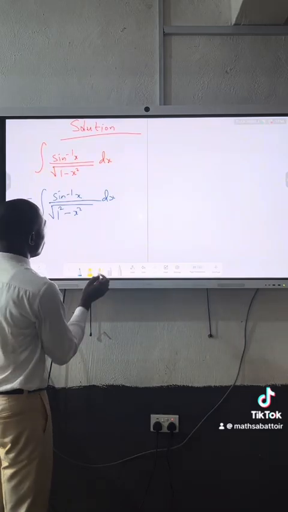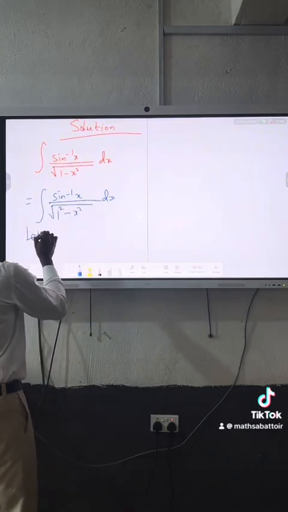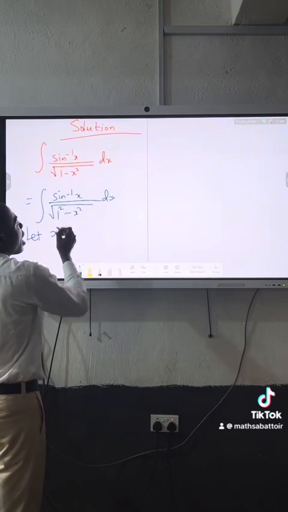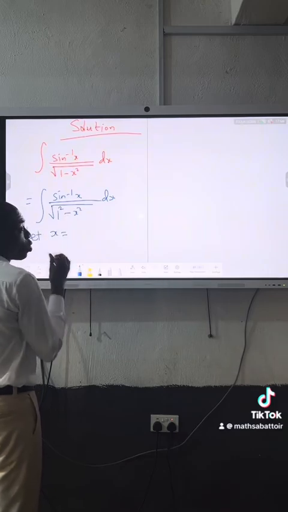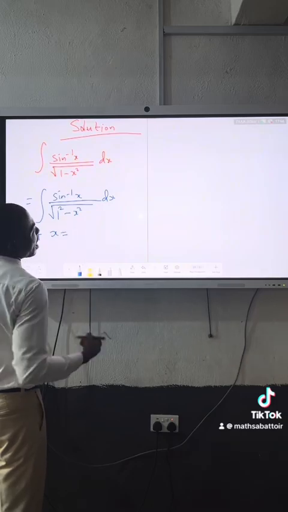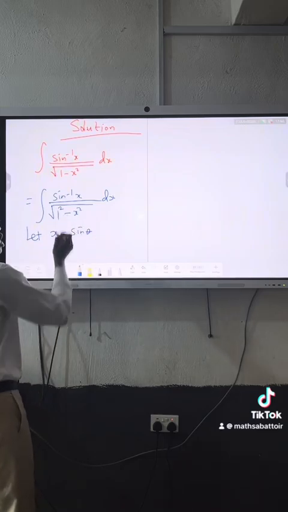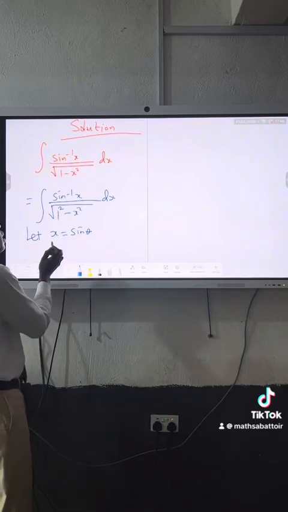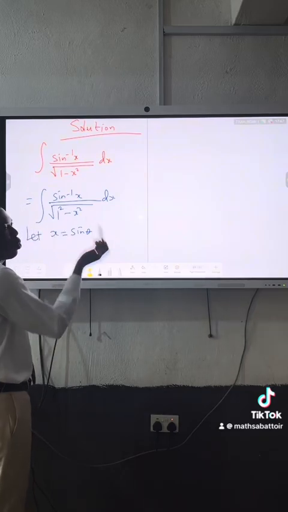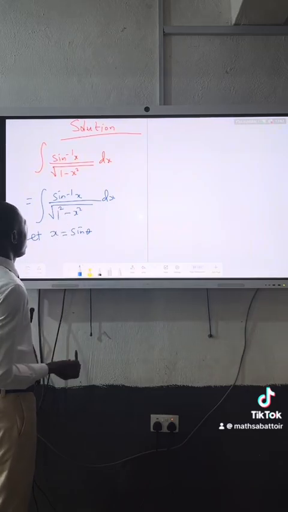Okay, so now that we have been able to make it like this, we are going to say, let x be equal to a sine theta, and a in this case will be 1. The square root of 1 squared, or the square root of 1, is 1. All right, so x is equal to 1 sine theta. Just say x is equal to sine theta. Since it is 1 here, assuming it's 9 here, I will say x is equal to 3 sine theta, because the square root of 9 will be 3. If here were to be 16, I will say x is equal to 4 sine theta, as the case may be.